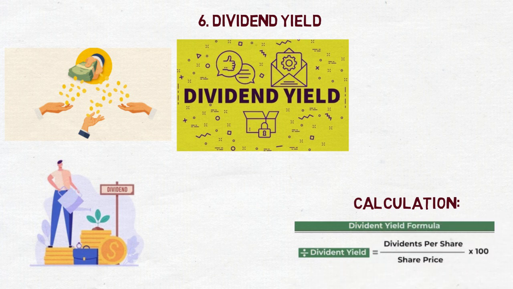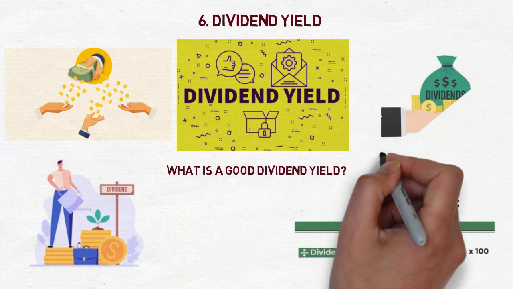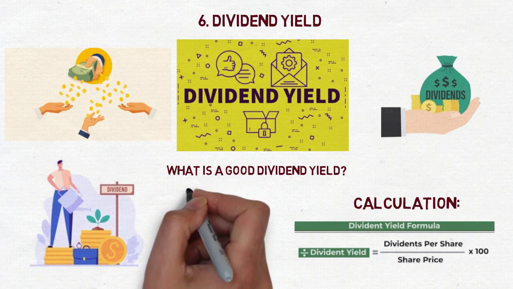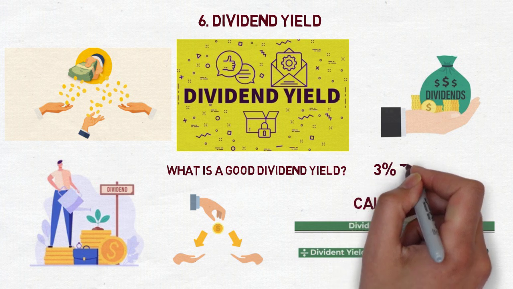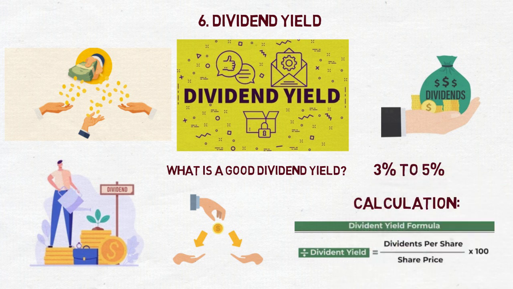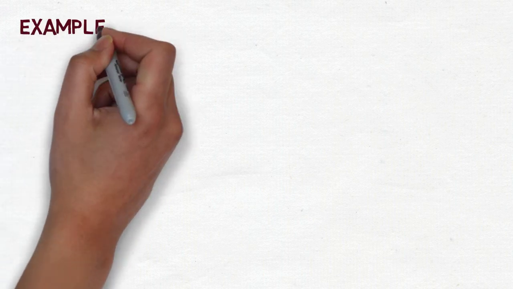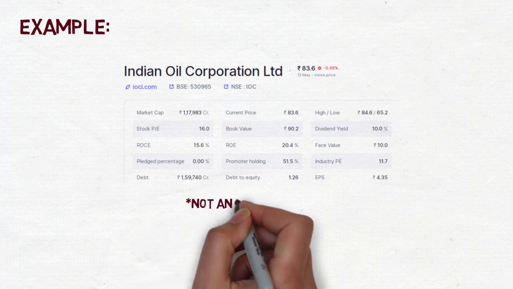So what exactly is a good dividend yield? A higher number indicates a larger value of dividend payouts relative to its share price, whereas a low number indicates a smaller value of dividend payouts relative to its share price. As averages can vary between companies and industries, a dividend yield between 3% to 5% is generally considered good. For example, here we can see that the dividend yield of Indian Oil Corporation Limited is 10%, which is exceptional.